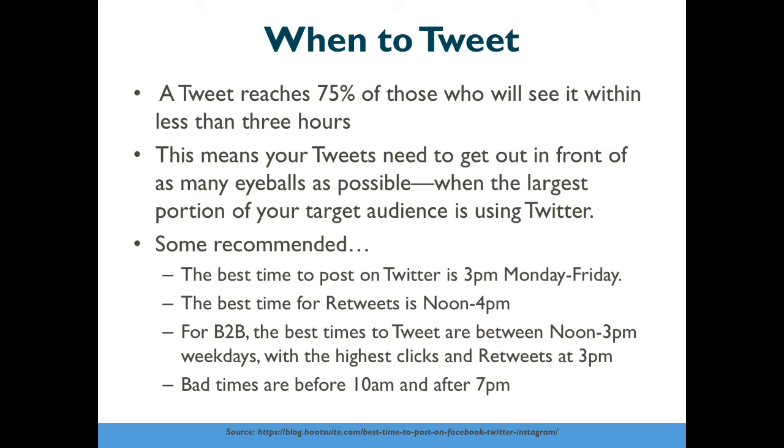So some people recommend these particular times. They say the best time to post on Twitter is at 3 p.m. Monday through Friday. The best time for retweets is noon to 4 p.m. For business-to-business organizations, some say that the best times to tweet are between noon and 3 on weekdays, with the highest clicks and retweets happening around 3 p.m. But, I don't know if those are true. I don't know if those are accurate. You're going to have to test it for yourself, try different times, and see what works. But they do say that bad times are before 10 and after 7. So seems like people are probably tweeting mostly in the meat of their workday.